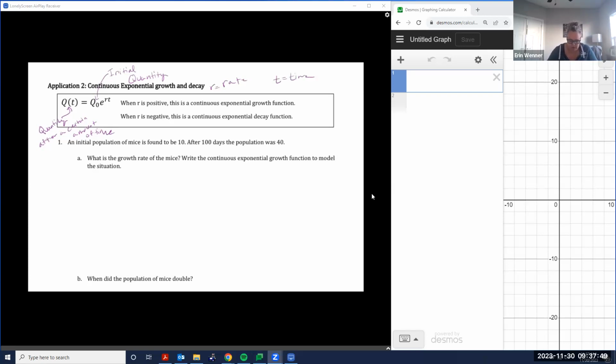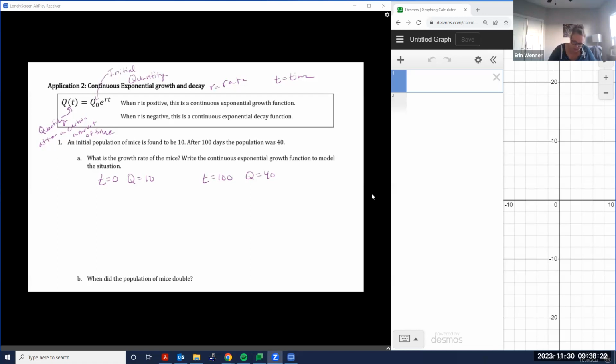So what information do they give us? It says the initial population is found to be 10. So at T equals 0, our quantity is 10. After 100 days, the population was 40. So now we have at T equals 100, our quantity is 40. So we're going to need to use those two pieces of information. And it says, what is the growth rate of the mice? Write a continuous exponential growth function to model the situation.